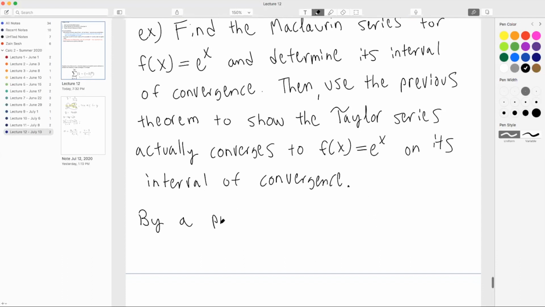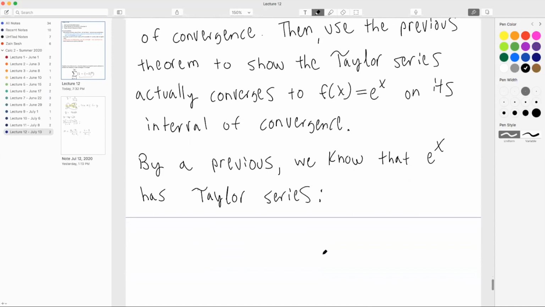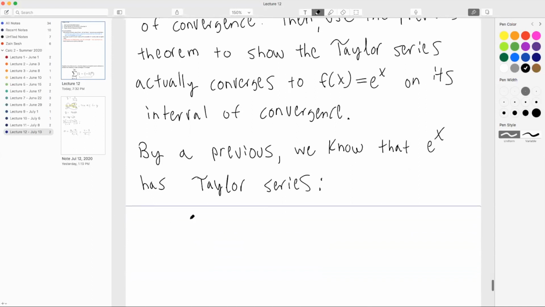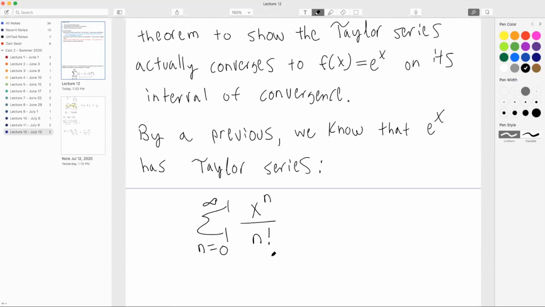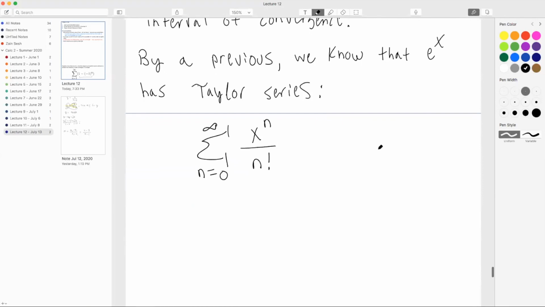First of all, by a previous example, which we did in the beginning of class, we already have a closed form for the Taylor series of e to the x. By a previous example, or Maclaurin series, we know that e to the x has the following Taylor series. This is from previously in class. We got an explicit formula for the kth Taylor polynomials, and I'm just going to be using that. It's the sum of x to the n over n factorial. So just look up in your notes. We figured this out in the first half of class. And we want to show that this series actually converges to e to the x. We don't know that yet.